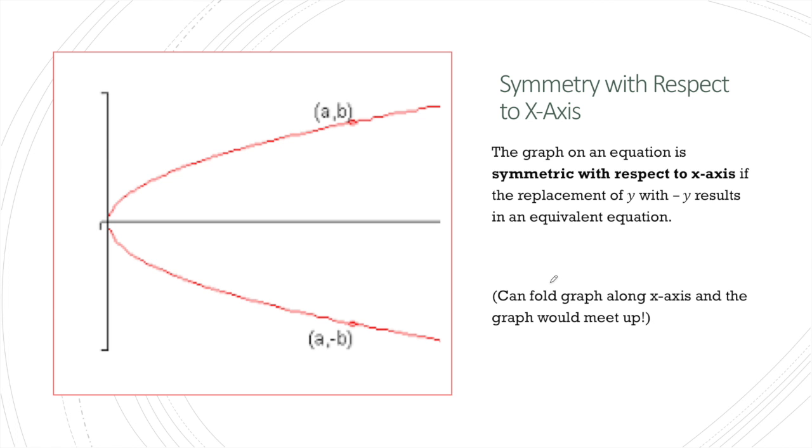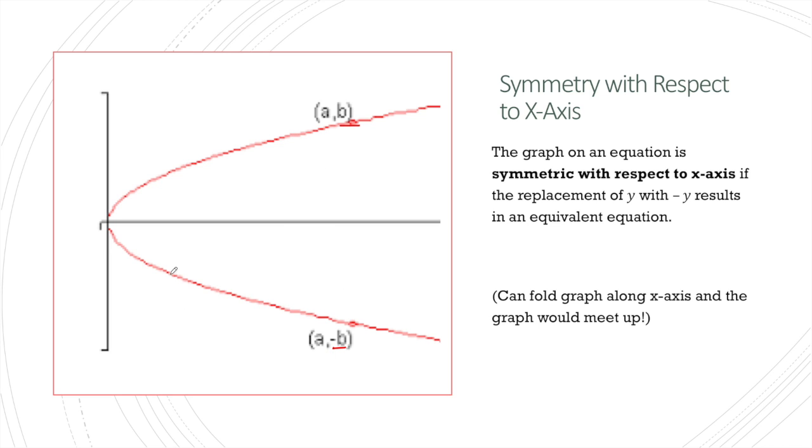So our first type of symmetry is symmetry with respect to the x-axis. Okay, here's our x-axis, and if I was going to fold the graph of this parabola that's been rotated 90 degrees along the x-axis, the graph would meet up. Okay, so if I replaced y with negative y, I get the same equation. I would still get a.